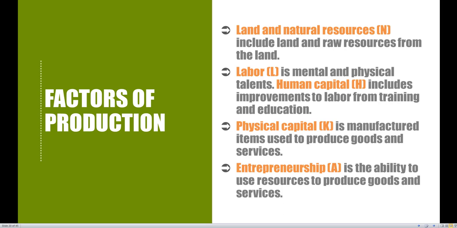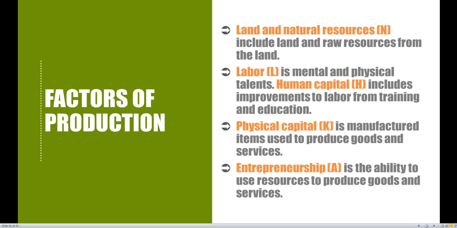In order to improve your human capital, you should be getting some type of education, getting some type of experience, getting some type of internship, just anything that gives you a little bit more knowledge and that will make you more productive. Physical capital, denoted with a K, are manufactured items used to produce goods and services. So if we need an item in order to produce our final good or service, we say that is a piece of physical capital. And then finally here, entrepreneurship, denoted with an A, is the ability to use resources to produce goods and services. So technology, also entrepreneurship, and ideas all fall under the idea of A.